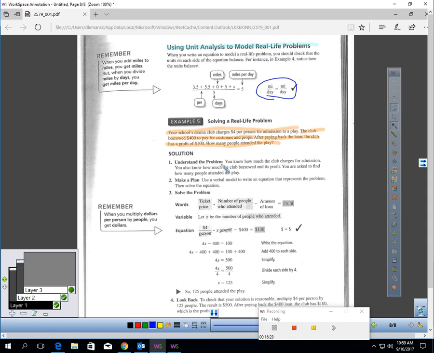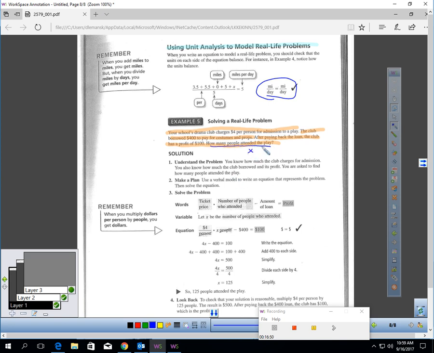So let's look at this one. Your school's drama club charges $4 per person for admission to a play. The club borrowed $400 to pay for the costumes and props. After paying back the loan, the club had a profit of $100. How many people attended the play? So that's my unknown right there. I don't know how many people attended.